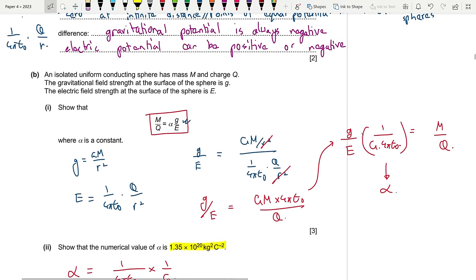An isolated uniform conducting sphere has mass m and charge q. The gravitational field strength at the surface of the sphere is g. The electric field strength at the surface of the sphere is e. Show that m by q is equal to alpha into g by e.